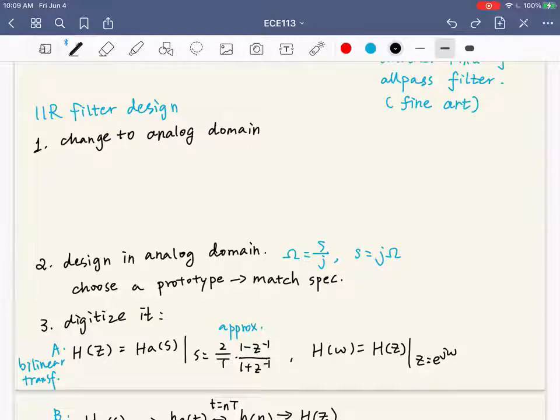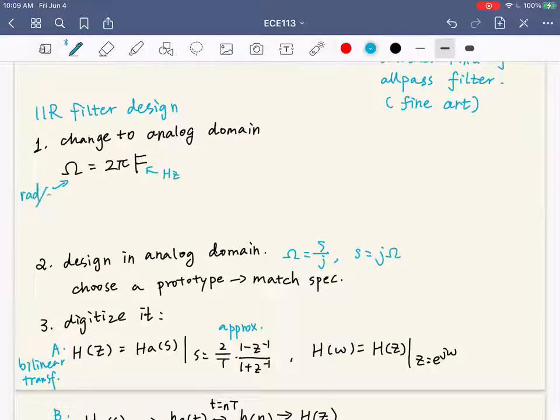So step 1 is to change all the specifications to the analog domain. And in the previous discussion, we talked about how to do it with our Butterworth filter. In that problem, if you remember, we do this conversion, where f is given in the question in units of hertz, but we want this.